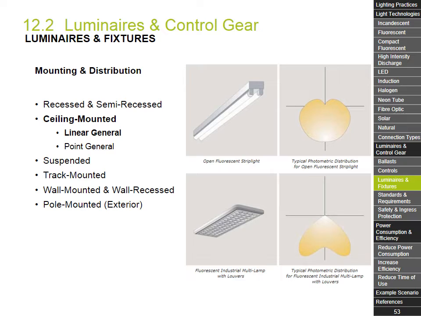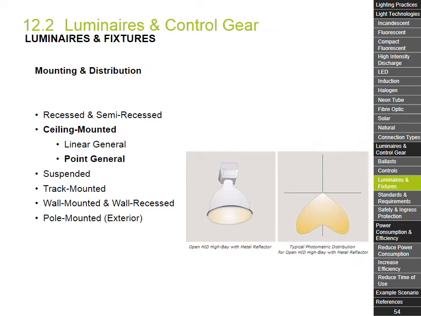Linear general involves a linear light source that provides a general light distribution. Open fluorescent directs some light upward, but if you add reflectors and louvers, you can direct that light downwards where it is more useful. Point general involves a point light source that provides a general light distribution. The example here is an open HID high bay with a metal reflector that only directs light in a downward direction.